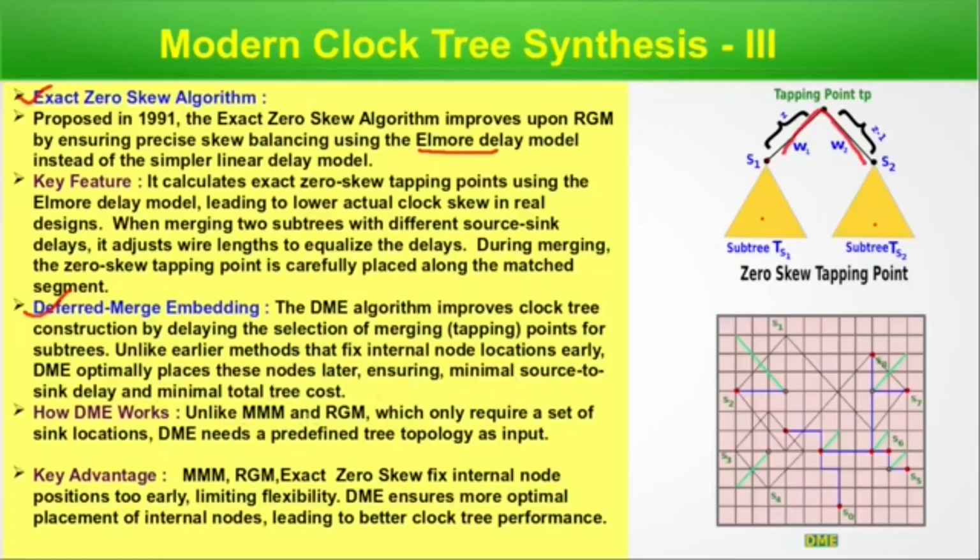So how DME works: unlike MMM and RGM, which only require a set of sink locations, DME needs a predefined tree topology as input. Key advantage: MMM, RGM and exact zero skew fix internal node positions too early, limiting flexibility, whereas DME ensures more optimal placement of internal nodes, leading to better clock tree performance. Deferred merge embedding is an improvement over the previous algorithms.